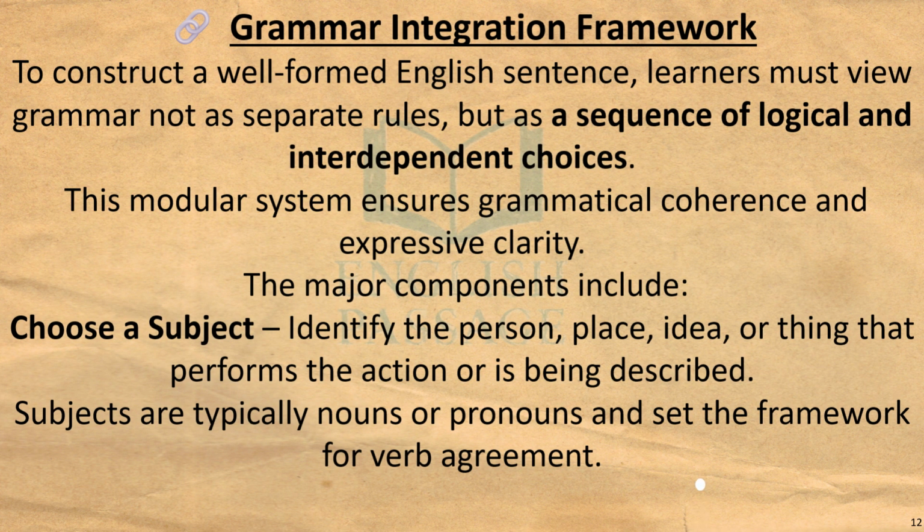Grammar integration framework. To construct a well-formed English sentence, learners must view grammar not as separate rules, but as a sequence of logical and interdependent choices. This modular system ensures grammatical coherence and expressive clarity. The major components include: choose a subject. Identify the person, place, idea, or thing that performs the action or is being described. Subjects are typically nouns or pronouns and set the framework for verb agreement.